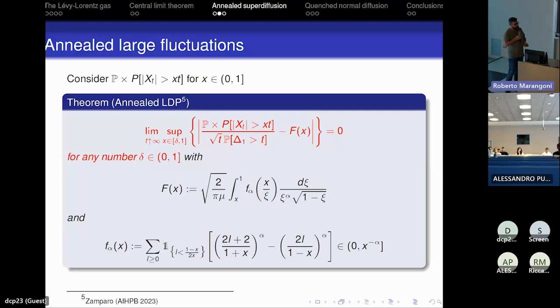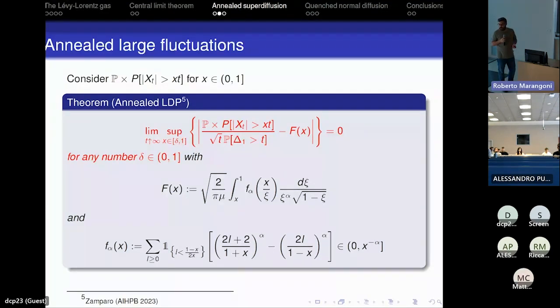Okay? If you find this scaling factor, you have understood the behavior of this probability. It turns out that the scale factor is the square root of t times the tail probability of t. Why? This is evidence of the so-called principle of big jump in the Lévy-tailed world.